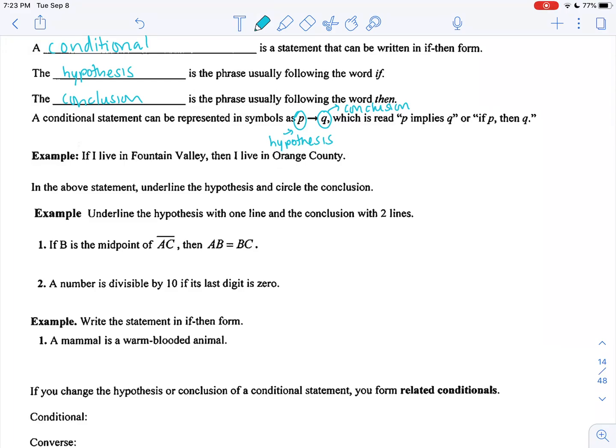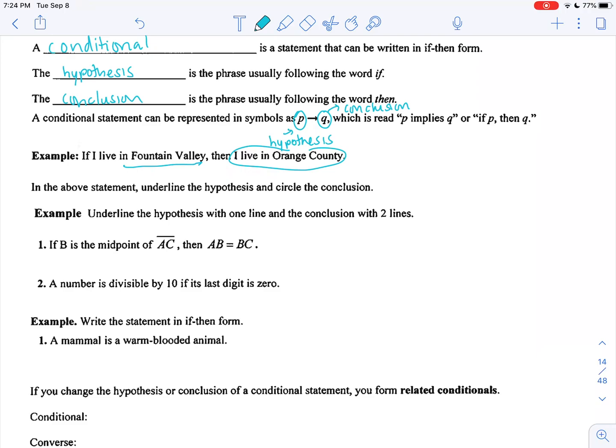If I live in Fountain Valley, then I live in Orange County. In the above statement, we're going to underline the hypothesis and circle the conclusion. So the I live in Fountain Valley part is the hypothesis, and the conclusion is I live in Orange County. For the next example, underline the hypothesis with one line and the conclusion with two lines.